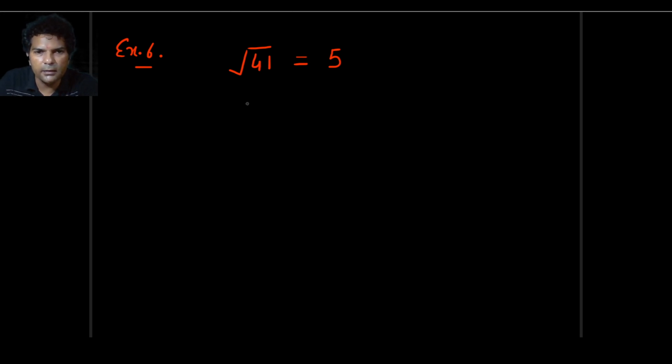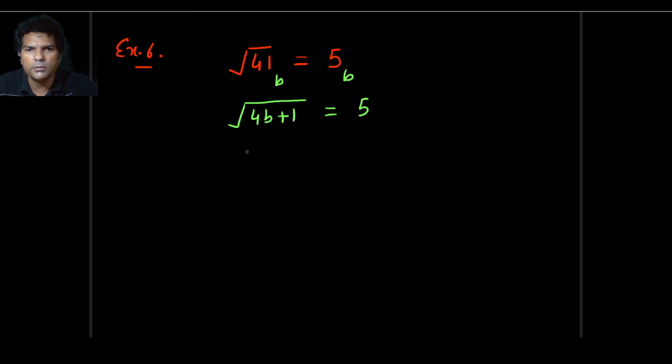So here on the left-hand side, let's say base b is there, and here also base b is there. Correct. So the left-hand side is 4b plus 1 and the right-hand side is 5. That is the conversion of the right-hand side into decimal: b to the power 0 multiplied by 5, that is 5. And here that is 4b plus 1, under the root. Clear? So now the left-hand side is decimal, and the right-hand side is also decimal.